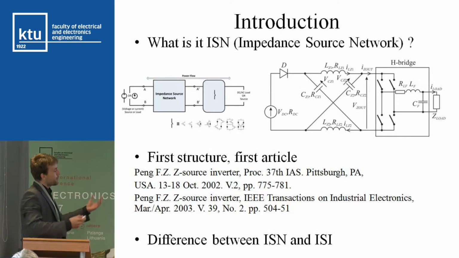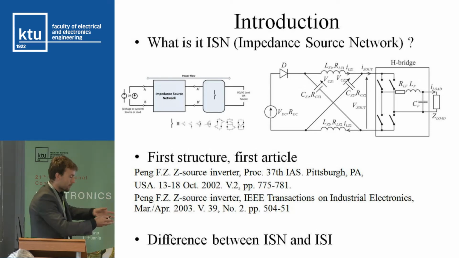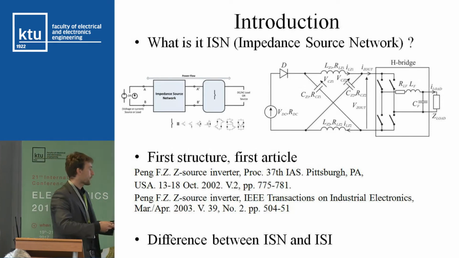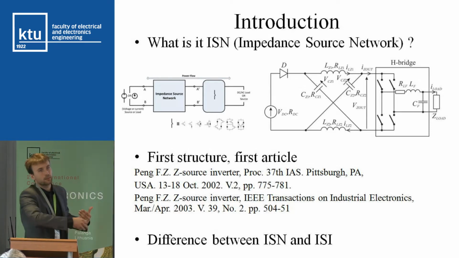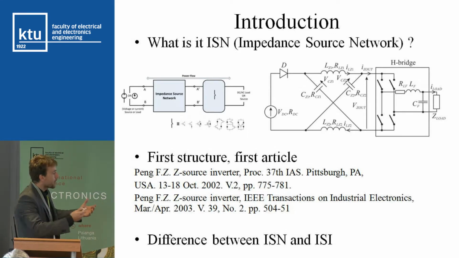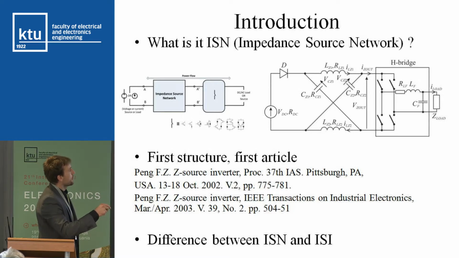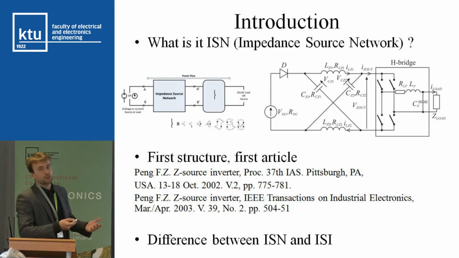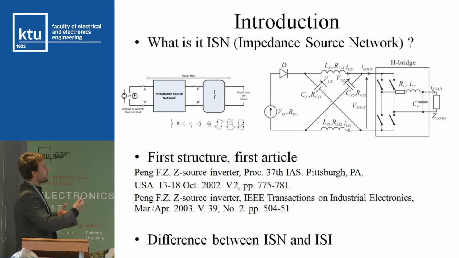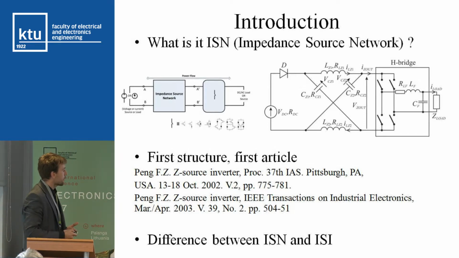Because the impedance source network is only a structured DC-DC converter, and this converter can work with a voltage source inverter or current source inverter. So if we connect the impedance source network, this is the fundamental structure, Z-source inverter. If we connect the Z-source inverter with, for example, a voltage source inverter, we have an impedance source inverter.